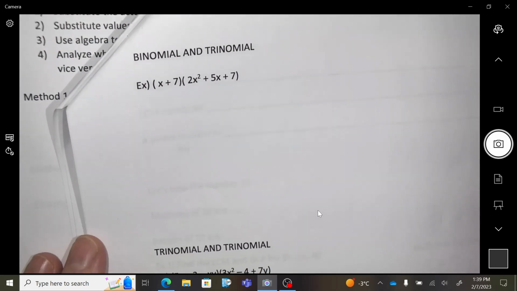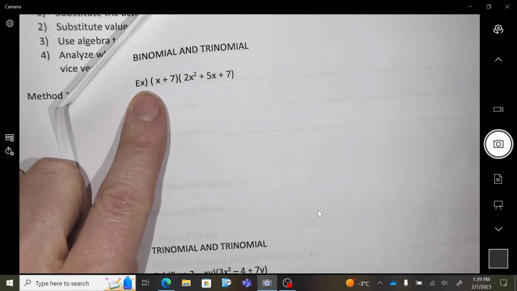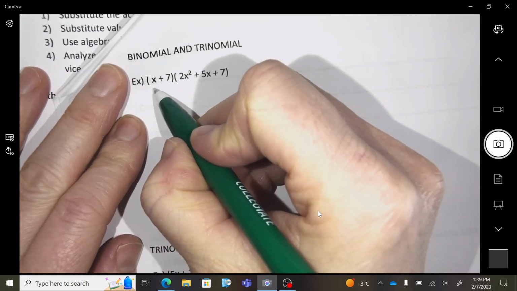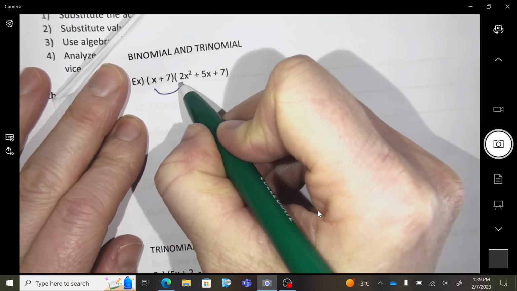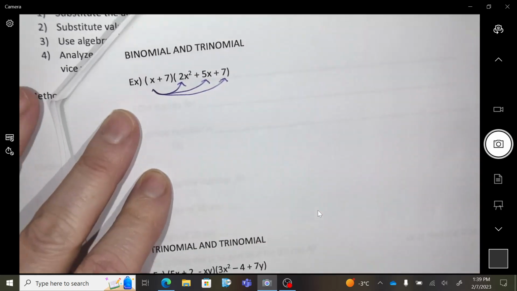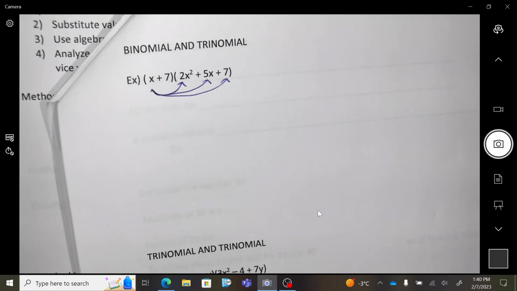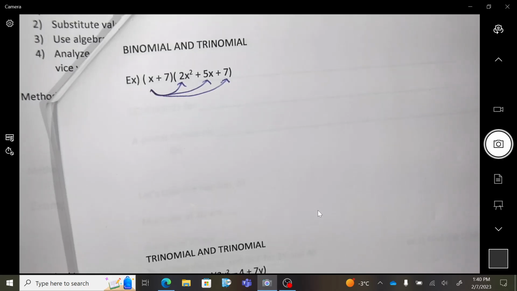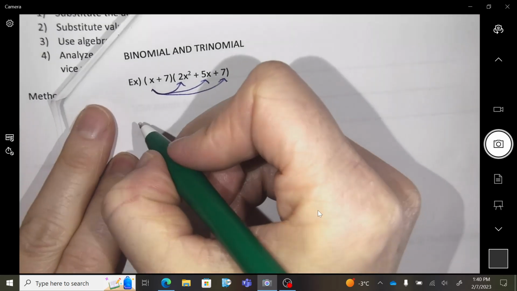Yeah. Okay, you ready? Here's what we're going to do. We're going to distribute the x into that whole bracket. Like that. You have to have a combination with everything from the first bracket and the second bracket. So let's do the x with each thing. Okay? See what you can get.